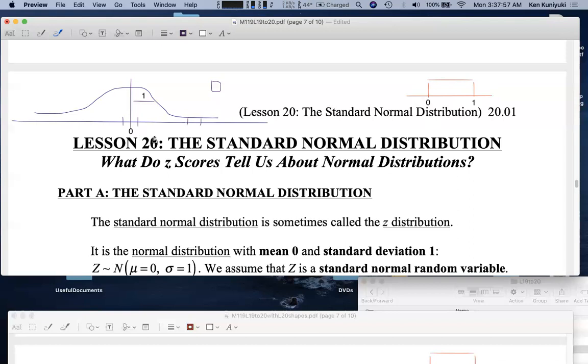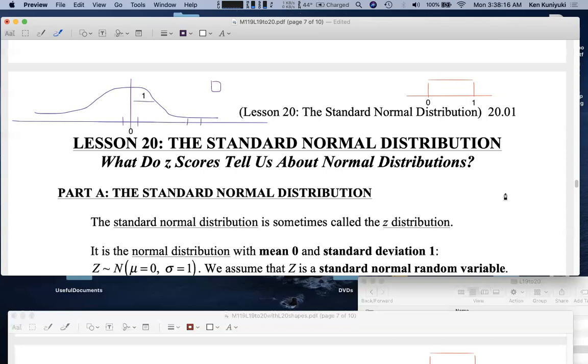Now its parameters are also 0 and 1, but the 0 and the 1 here are not endpoints the way they were before for the continuous uniform. Here, the 0 will be the mean, and the 1 will be the standard deviation. So 0 and 1 mean something different here as opposed to here.